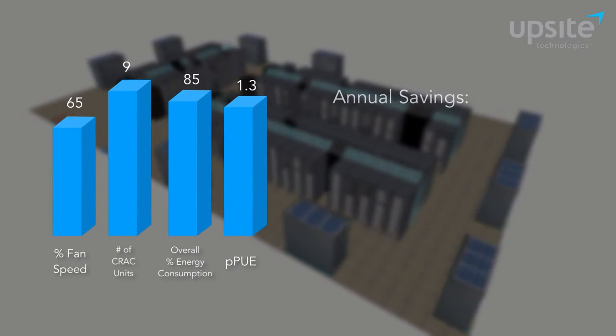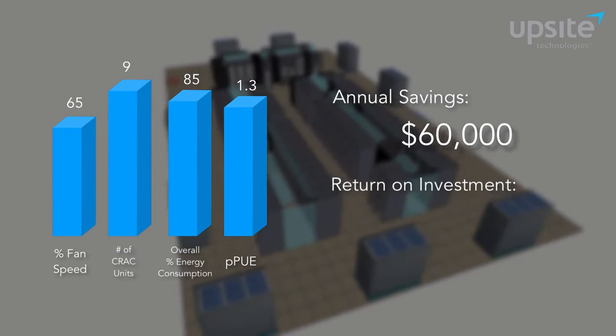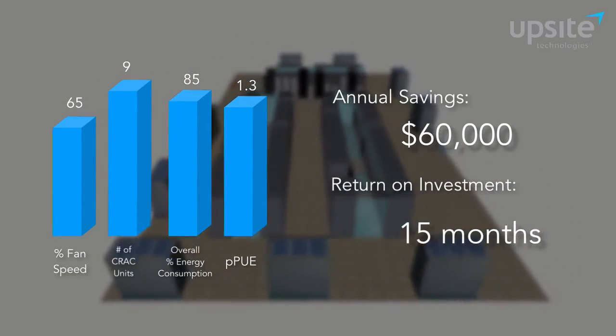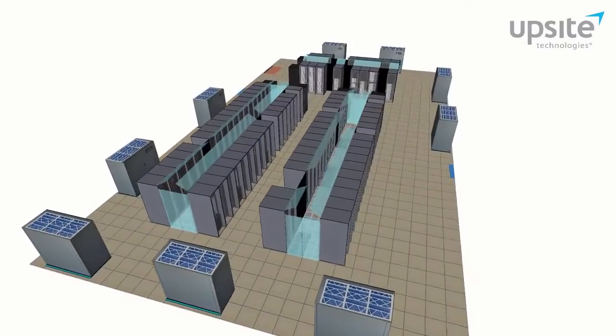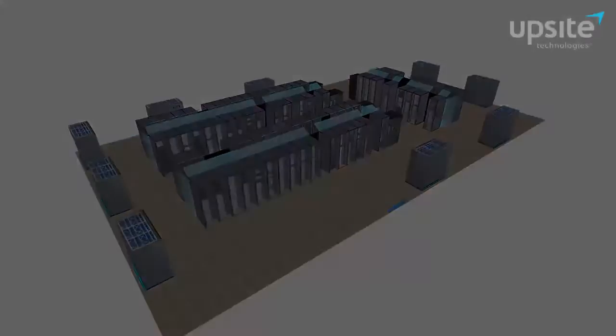All of these changes yielded annual energy savings of nearly $60,000, providing for a full return on investment in about 15 months. For data centers larger than 4,000 square feet, the savings would be exponentially greater.